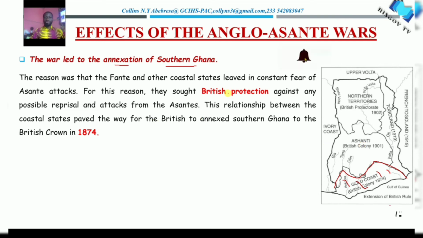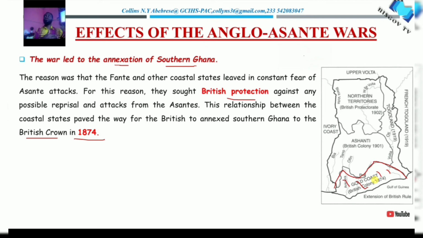Okay, so for this reason, the British sought protection against any possible reprisal from the attacks. This relationship between the coastal states and the people paved the way for the annexation of the southern part of Ghana into the British Crown in 1874. So, you see, I already indicated that the Fante state relied on the British for protection. Anytime Ashanti invaded, the southern states relied on the British for protection.